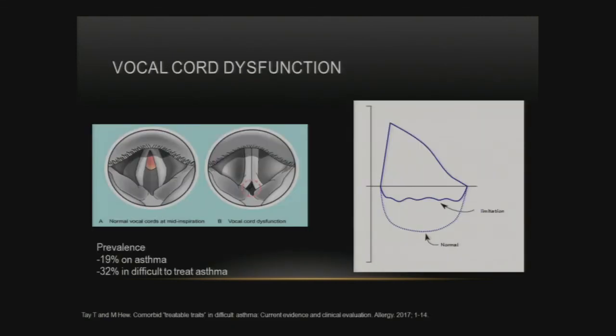Okay, so vocal cord dysfunction. Vocal cord dysfunction has a complicated relationship with asthma. It can be associated with it, but it can also be confused for asthma. So it's something to think about when you have a patient who's having trouble with asthma symptoms.